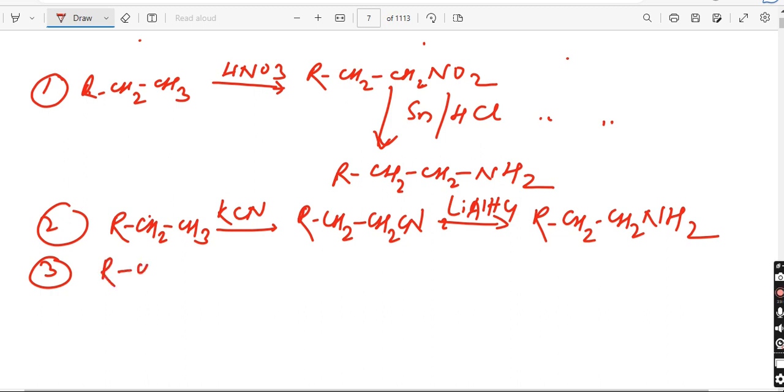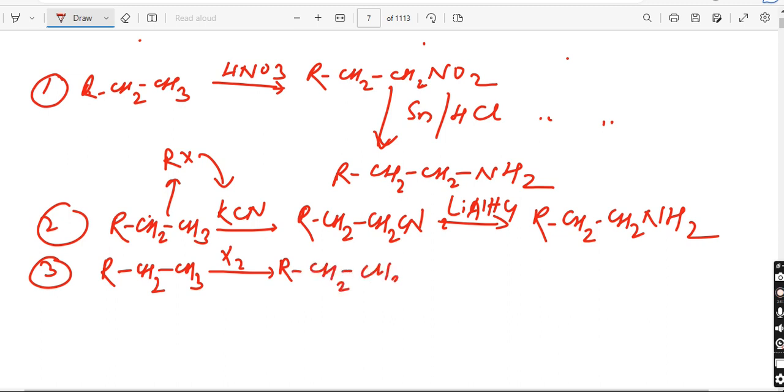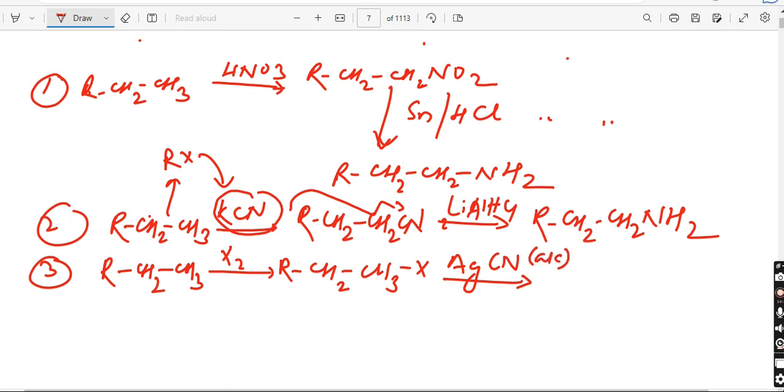Okay. Third reaction is, suppose we have RCH2CH3. Actually, one step is missing over here. We have to convert this compound to RX first. This will be converted to RCH2CH2X, and if we use AgCN, remember, when you use KCN, then cyanide is produced. When you use alcoholic AgCN, this will be isocyanide. This will be RCH2CH2NC, that is isocyanide, right?